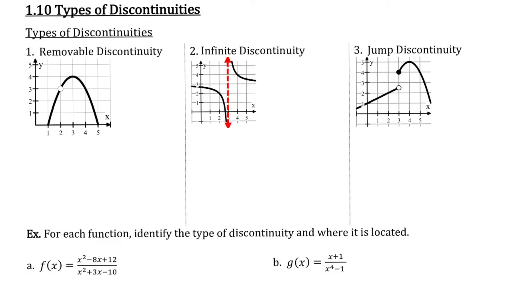In 1.10, we're going to look at different types of discontinuities, and you've seen these all before. So we're just going to reconsider them in terms of limits. Okay, the first kind of discontinuity is a removable discontinuity or a hole. It's removable because if I took out that one point, this would be a completely continuous function. So it's just that one point that's causing a problem.